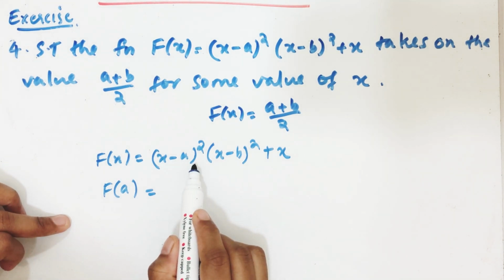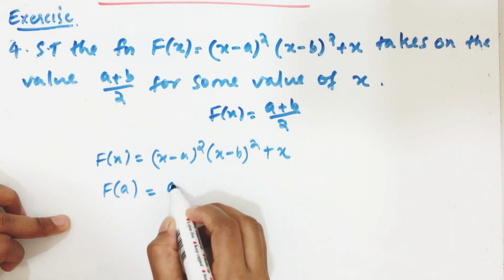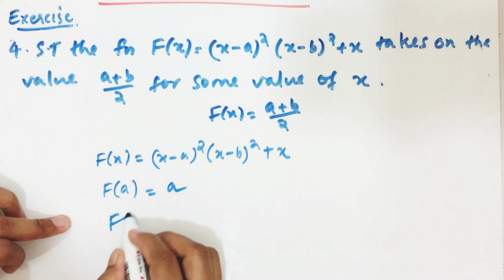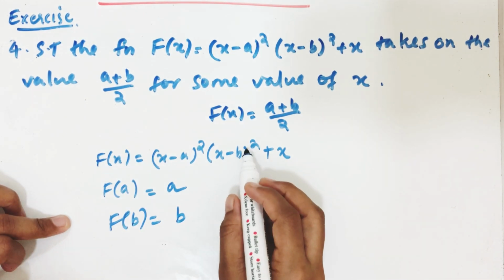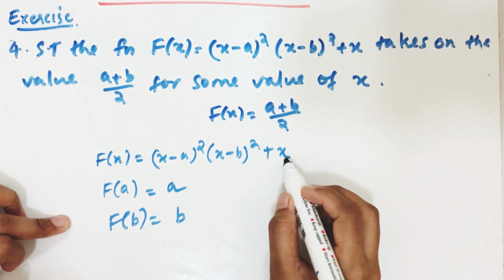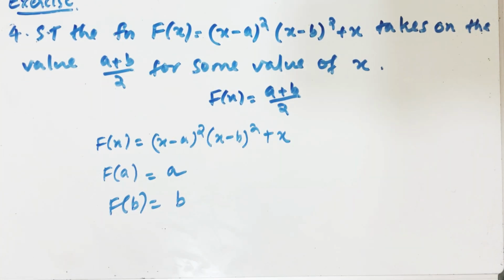A minus a is 0. Therefore, we get f(a) equal to a. And similarly, f(b) equal to b. B minus b square is 0, this term cancels, then b. Without loss of generality, we can take a less than b. If we have any two numbers, then one number is less than the other one. If a is not less than b, we can say b less than a. So without loss of generality, we can take a less than b.